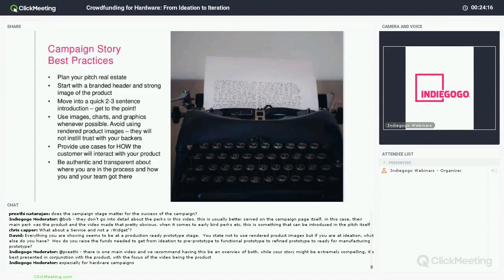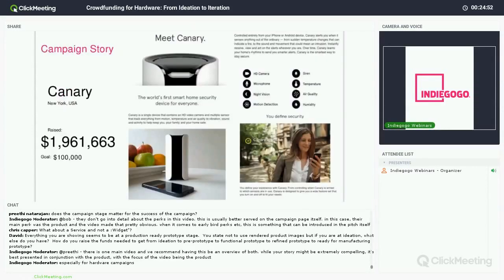And then be authentic and transparent about where you are in the process and how you and your team got there. If you're just getting this started, you don't want to try to make it seem like you're further along than you are. That's just going to create mistrust, and it's going to hurt you down the line. The more honest and upfront you can be about where you are, the more likely people will trust you and stick with you through the process. If this is a product they believe in, if it's something they like, and if they trust you, they will stick with you. So those are just some basic important things to think through.